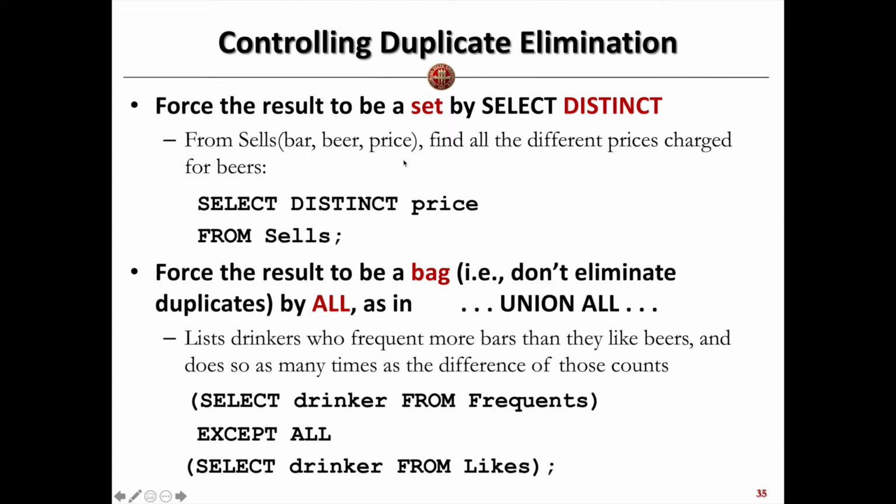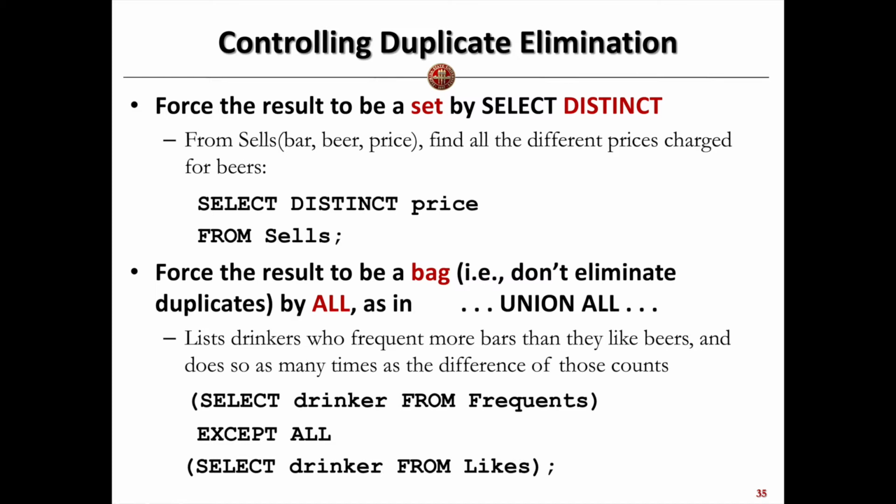From the Sales table, please find all the different prices charged for the beers. We want to find all the different prices, right? Before, we could do so by selecting the price from the Sales table. However, the returned result has many duplicate records because it returns all the prices, and some prices can be the same. In this question, we want all the different prices, so we don't allow duplications.